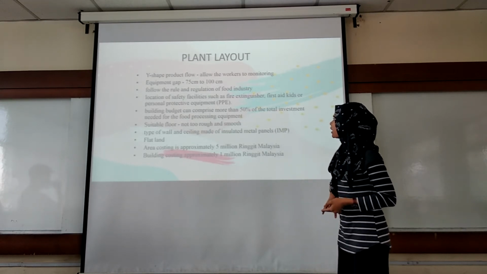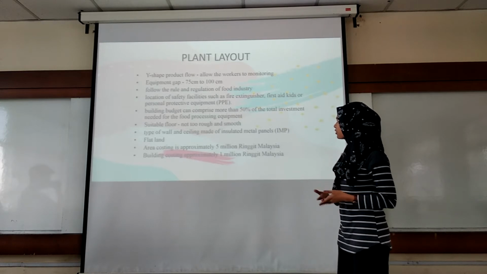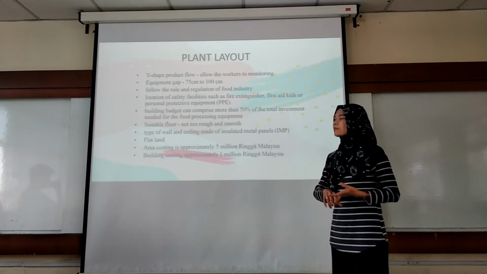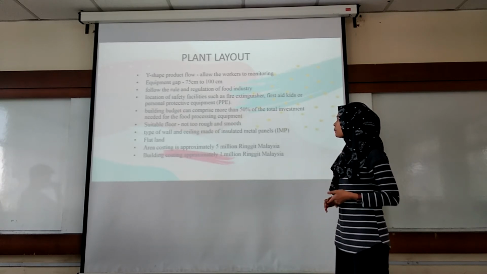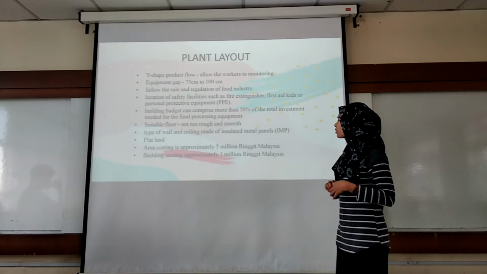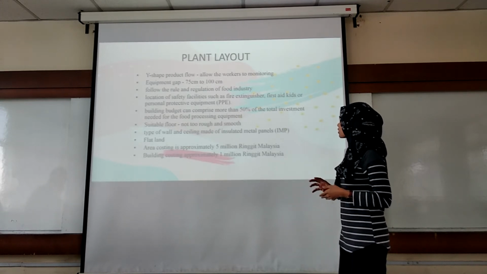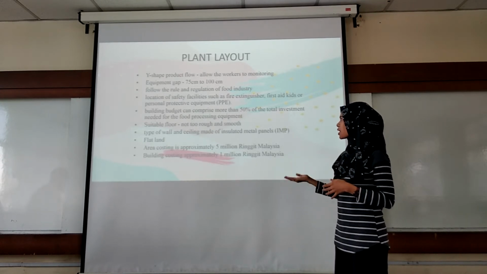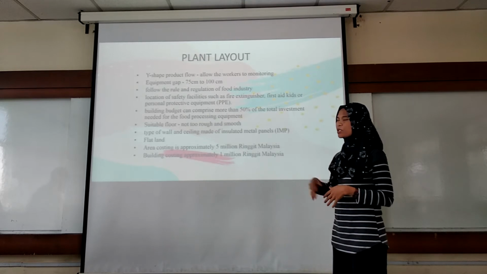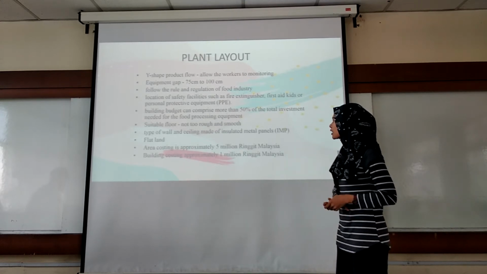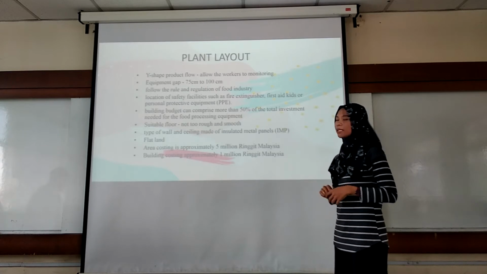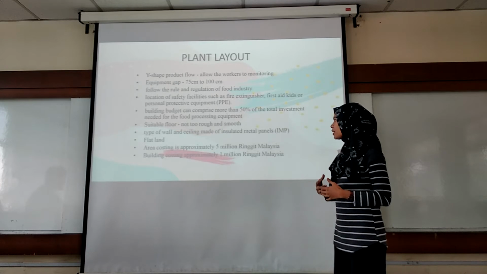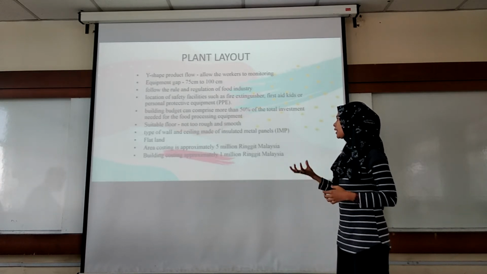So we have a location for safety facilities such as the fire extinguisher, first aid kits, and also the personal protective equipment, which is PPE. And our building budget can comprise more than 50% of the total investment needed for the food processing equipment. So we have a suitable floor which is not too rough and not too smooth. Our type of wall and ceiling is made of insulated metal panels, which is IMP, and we also have a flat land type.